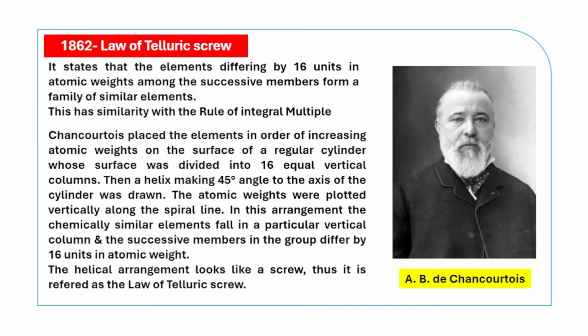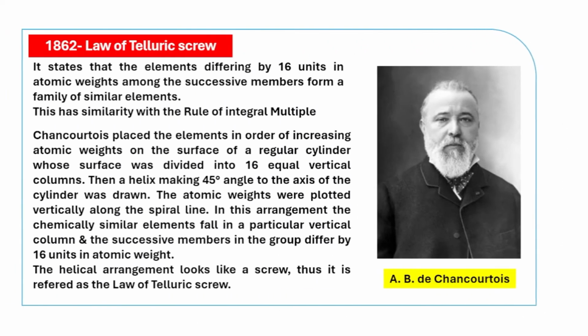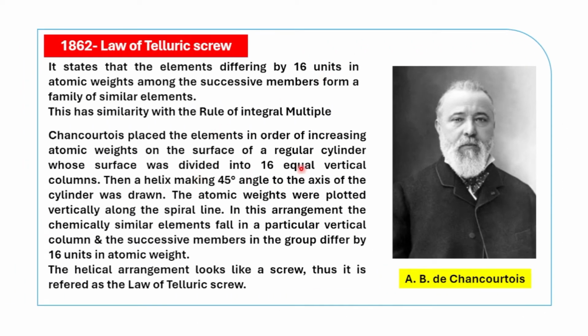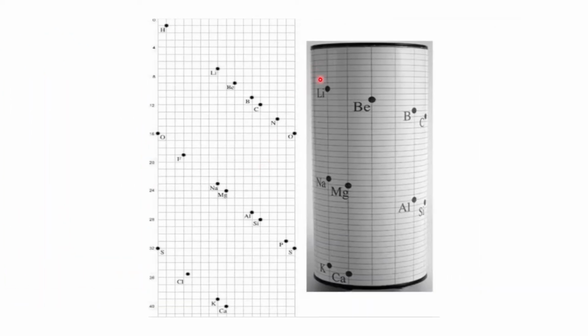Now I will show you the structure, how it looks. If you see, this is the helical system, and they have made this 45-degree arrangement. If you see here, 16 equal vertical columns at 45-degree angle. So all these are the vertical columns, and they have placed the elements one by one.